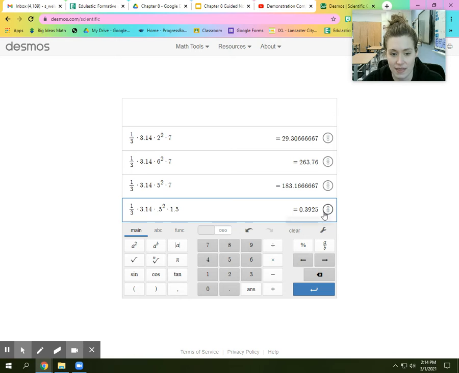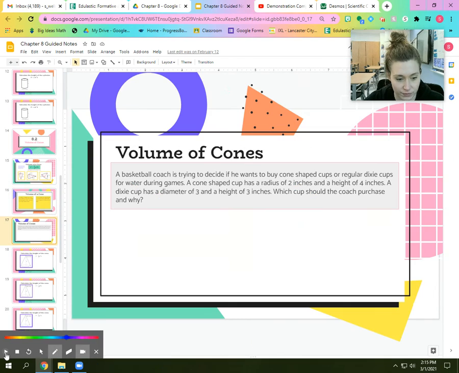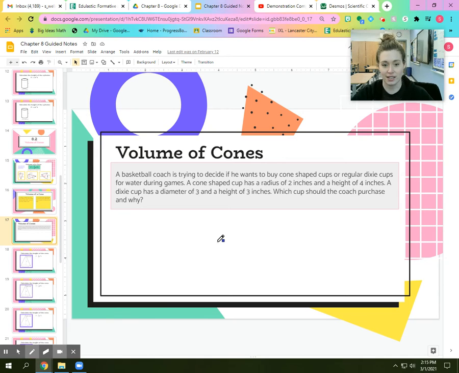Okay, and then that gives us our answer of 0.39 if we round to the nearest hundredth. So we'll just say this has a volume of 0.39 yards, not meters. Let's change that to yards cubed. All right, let's look at the next example.